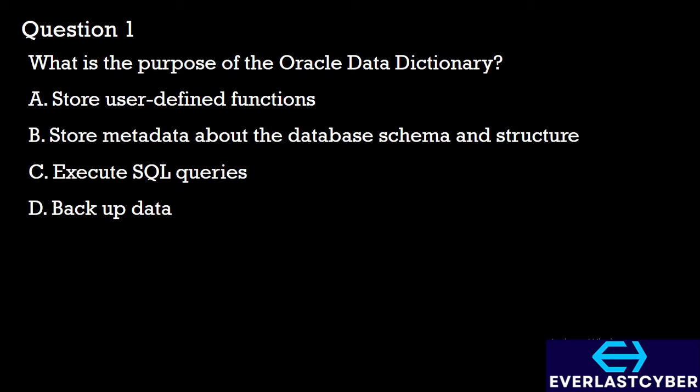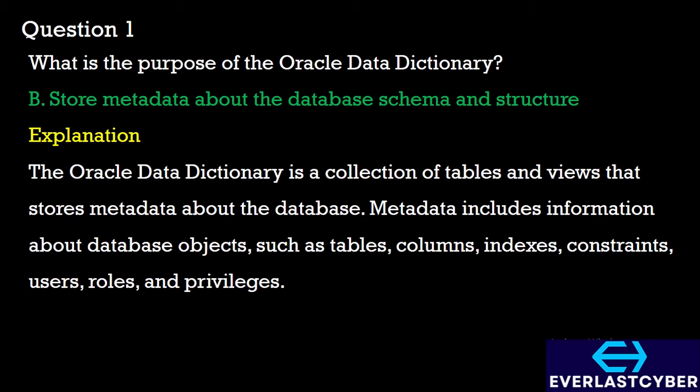Instead, it provides information about the database objects that SQL queries can operate on. And in option D, the data dictionary does not back up data. Backup operations are managed using tools like export utilities and RMAN. So we'll be going with option B. The purpose of the Oracle Data Dictionary is to provide information on database objects like tables, columns, indexes, and constraints. And it is essential for managing and querying the database because it provides details about the structure and organization of the data.